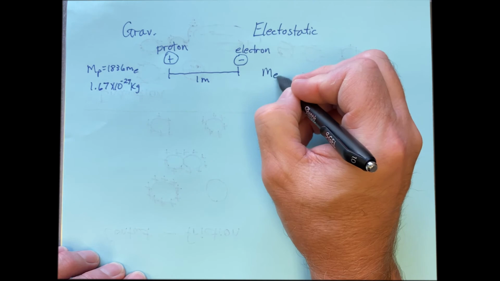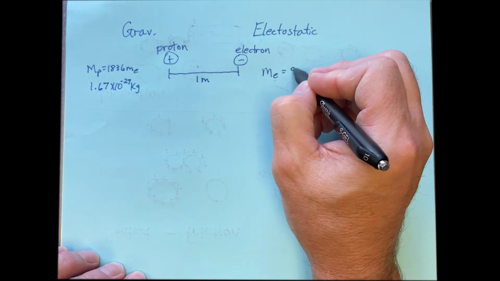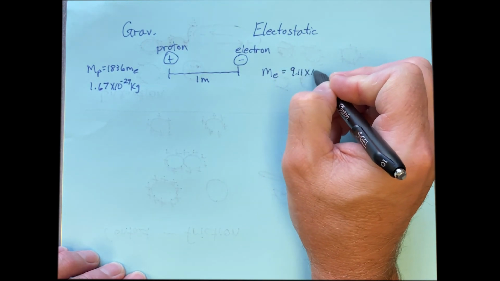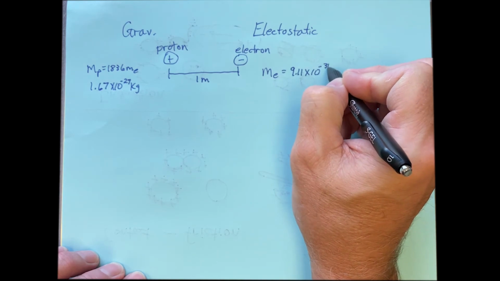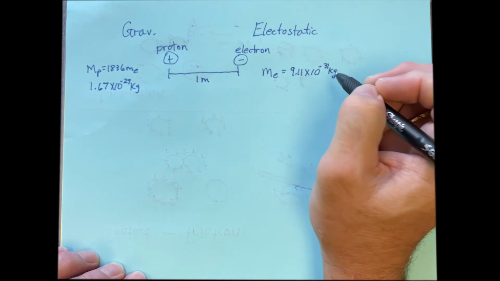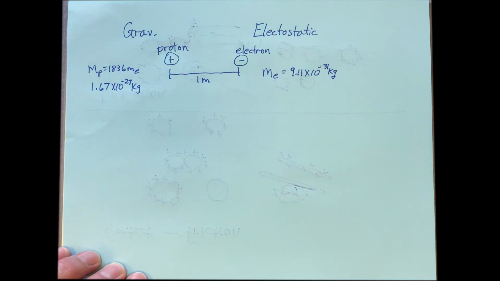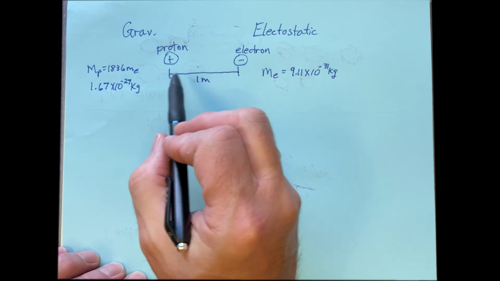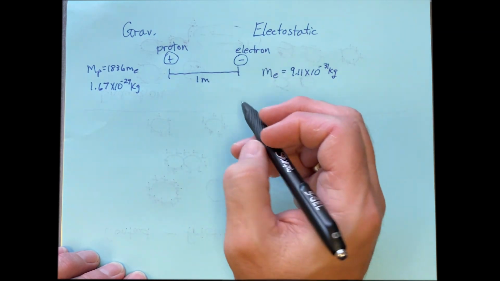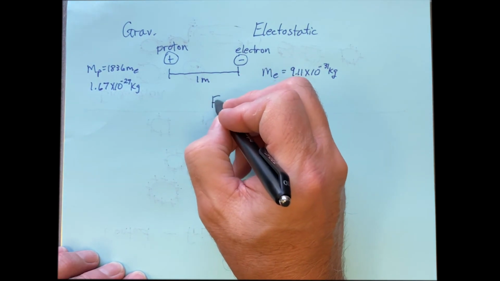If you look up the mass of the electron, it's 9.11 times 10 to the negative 31 kilograms. Those are actual values I got out of the textbook; I do not have those memorized. In that case, let's figure out the electrostatic force of attraction, and that's Coulomb's law.